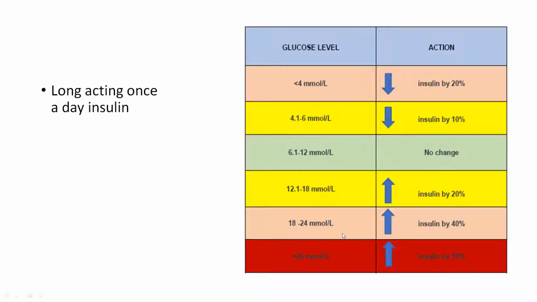And then people who are on once a day insulin, for example, somebody with type 1 diabetes who's already on Lantus or Levemir, this is a rough guide, a very similar guide to the last one, to reduce the insulin accordingly.